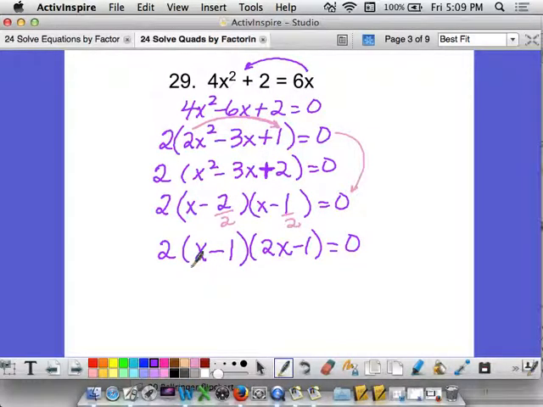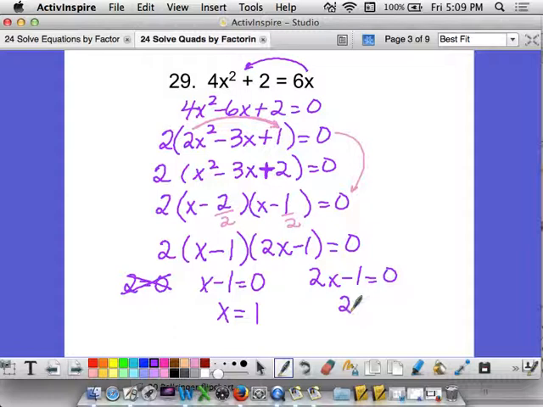Now here, I have 2 binomials. Because this monomial does not have an x, I don't really have to worry about it. If you wanted to set it equal to 0 just because, that's fine. I'm going to set each one of these equal to 0. This one's not necessary because when I look at it, does 2 equal 0? No. So it doesn't even matter here anyway. Solving for x, add 1 to both sides and x equals 1. Here, add 1 to both sides, 2x equals 1. Divide both sides by 2, x equals 1/2. So when I write my answer, it's going to be 1/2, 1.